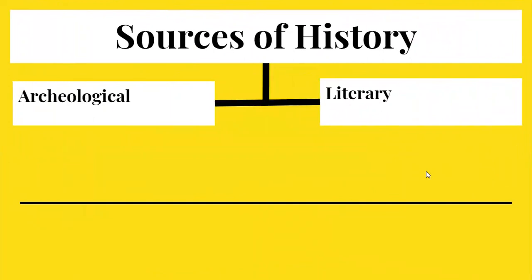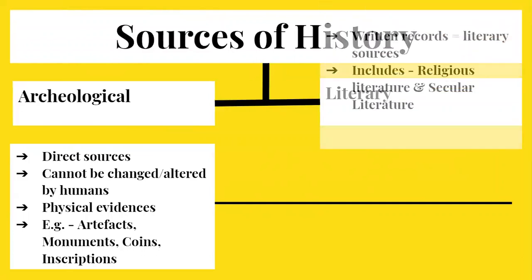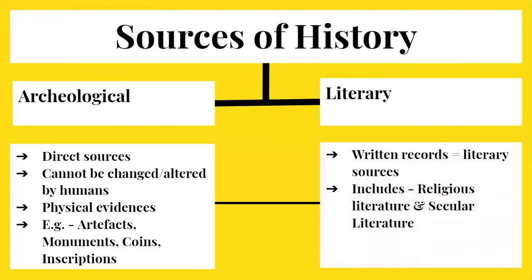As discussed in the last tutorial, there are two sources of history: archaeological source and literary source. Now, what are archaeological sources? Archaeological sources, children, are basically direct sources for which we have physical evidence. What comes under this is artifacts, monuments, coins, inscriptions. We will be taking these four in detail, but also cave paintings. So anything that we have physical evidence of, and it cannot be changed or altered by humans, is known as an archaeological source.